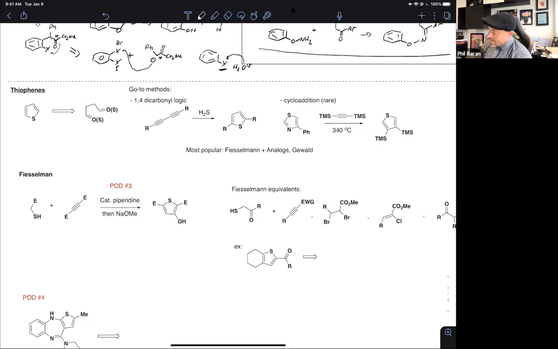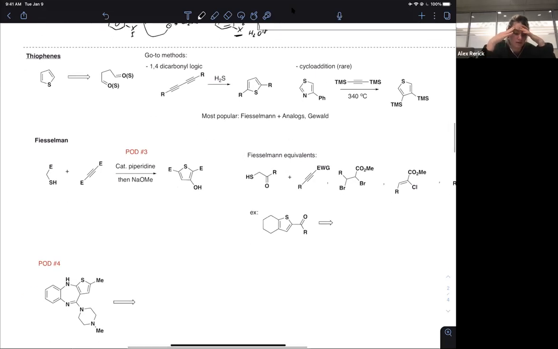So let's derive one of the two most useful ways of making thiophenes. The first one is the Fiesselmann. The Fiesselmann comes in many different varieties. And the one we'll discuss right here is this one, which is problem of the day number 3. So if we have a volunteer, that would be good. Or I will randomly call on someone. I'll do it. What do you say there, Alex?